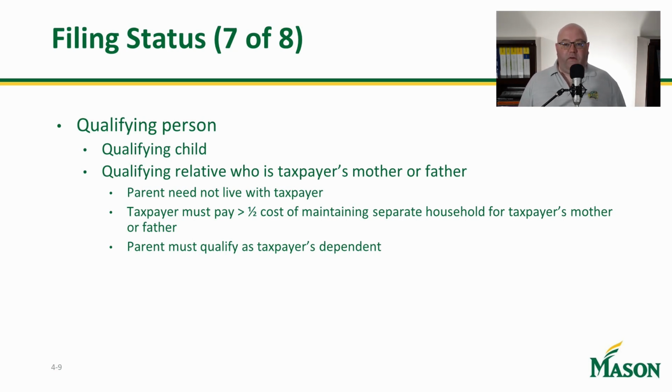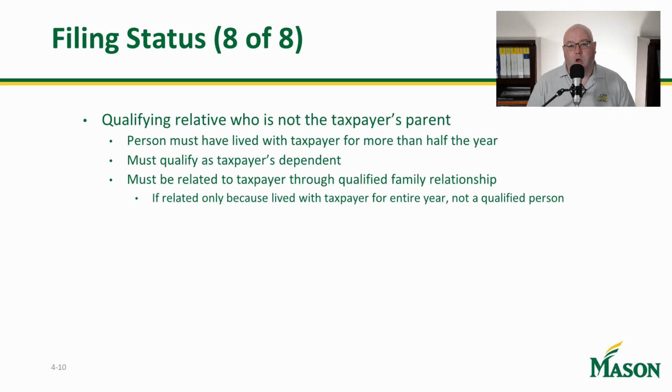You do have to qualify as a taxpayer's dependent, which means you have to fall under the qualifying relative rules, which we've talked about in a previous video. For a qualifying relative who is not the parent, the person must have lived with the taxpayer for more than half the year, must qualify as a taxpayer's dependent, and must be related to the taxpayer through a qualified family relationship.